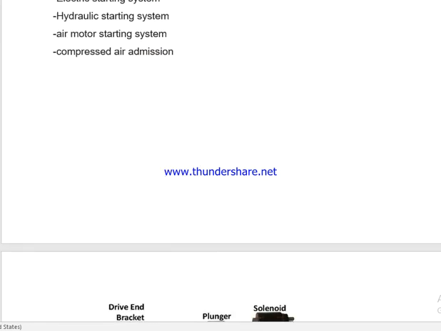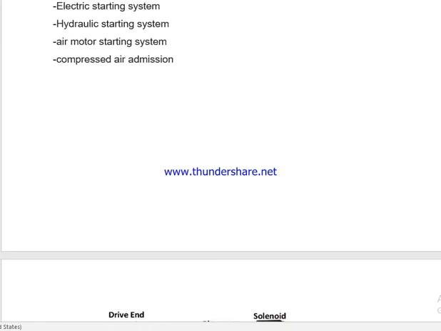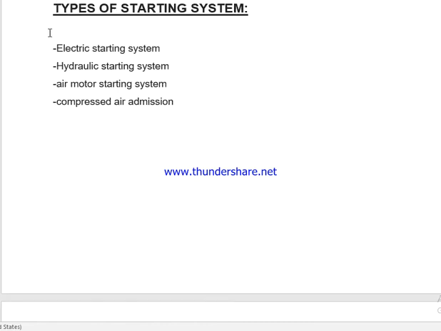And the types of starting system. We have several, but nowadays we like to use the electrical starting system. This is necessary because nowadays we like to use the electrical starting system.